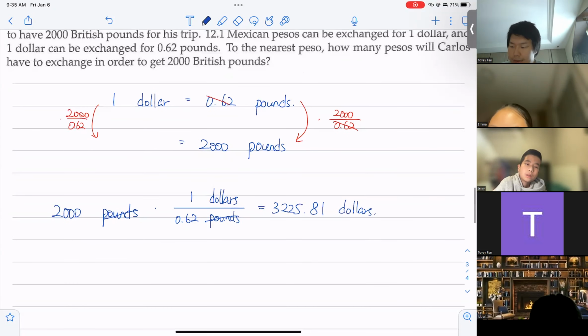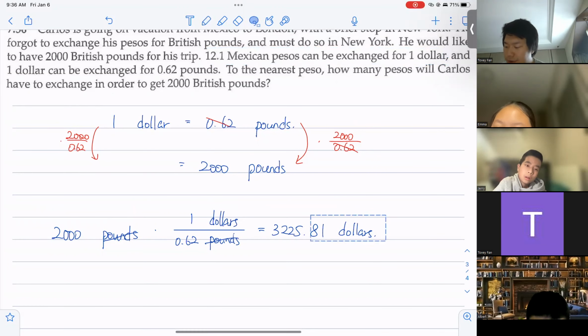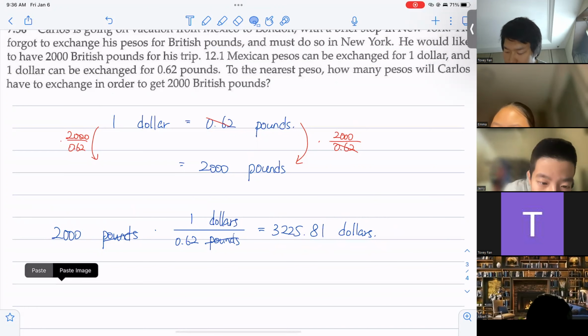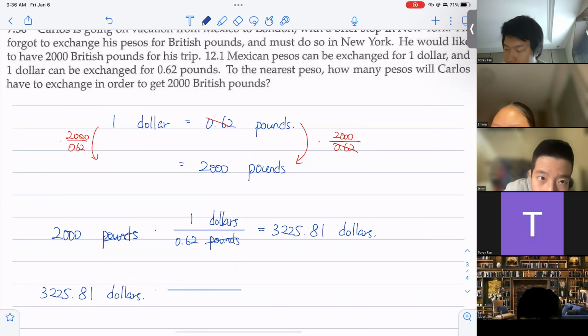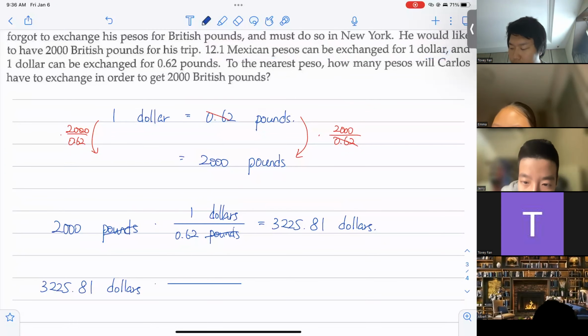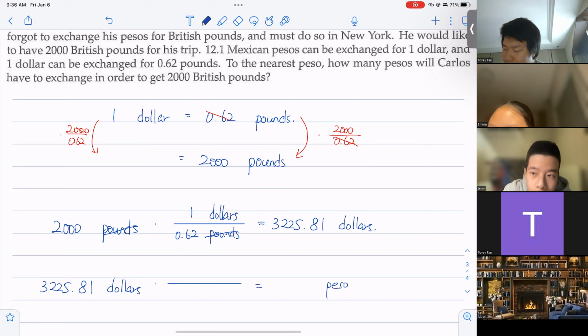Okay, and next thing, we need to convert from dollars to pesos, right? We have 12.1 pesos for $1. And now you have this many dollars. So we do a unit conversion again. We put this here, this many dollars times by a fraction, right? Times by a conversion factor. So Jerry, in this conversion factor, what is the unit on top and the unit on the bottom? We want to get from dollars to pesos, okay? So what is the unit on the top and what is the unit on the bottom?